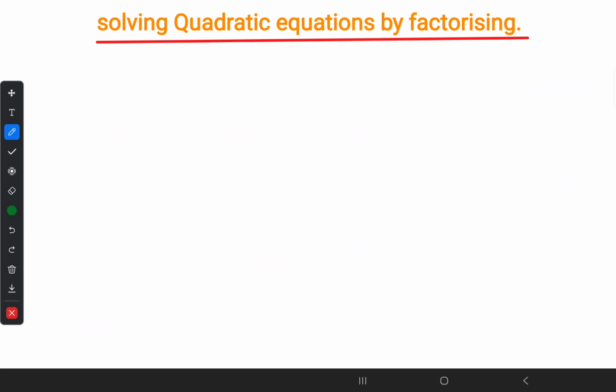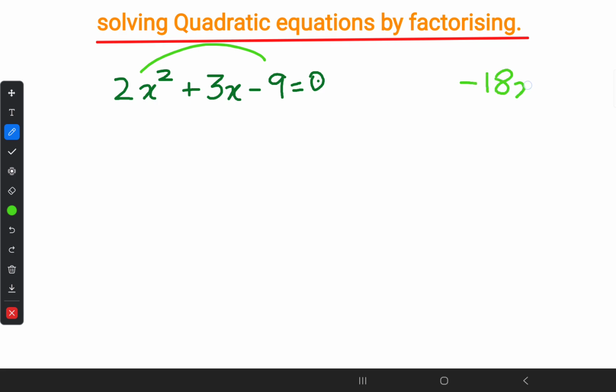So here the next question would be 2x square plus 3x minus 9 equals to 0. This is our quadratic equation. So first of all, we need to factorize. For that, I'll multiply both end members. 2x square multiplied with negative 9 would be negative 18x square.